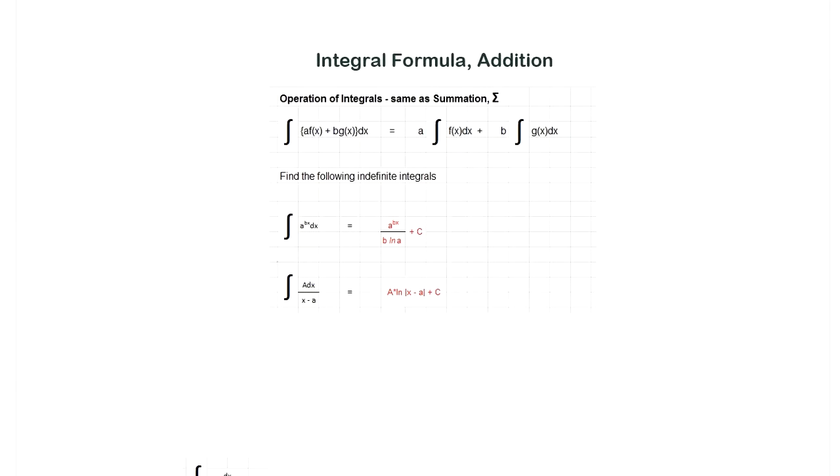Integral formula addition. Now when we multiply constant a to f(x) and constant b to g(x) and take an integral of both, it is the same as taking the integrals, multiplying by constants a and b, and adding them together.